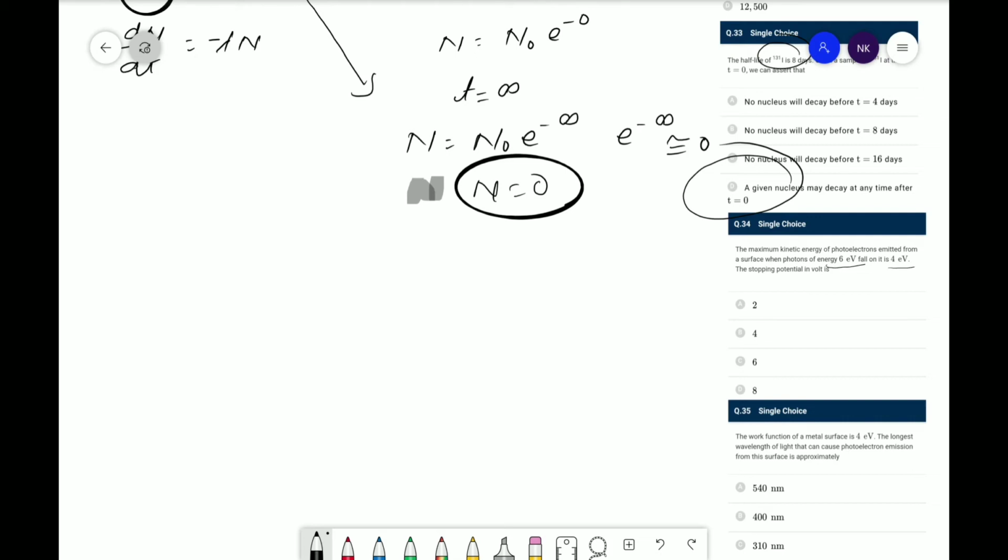What do you mean by stopping potential? A stopping potential means the potential required to stop ejection of electrons from a metal surface when the incident energy is greater than the work function. You can say that the stopping potential must be approximately 0, which means the minimum potential energy must be 4 electron volt. Hence the correct answer is 4.